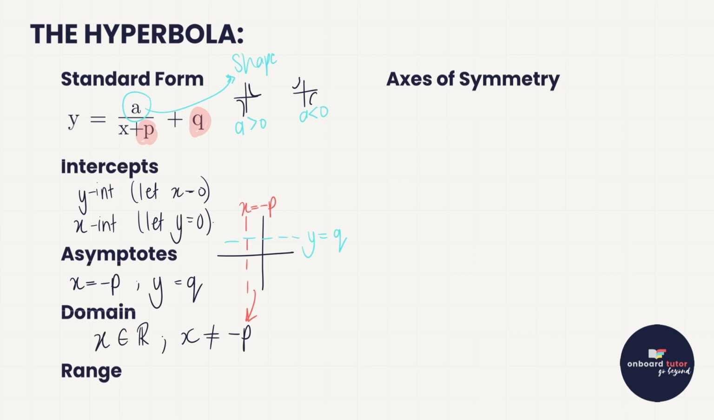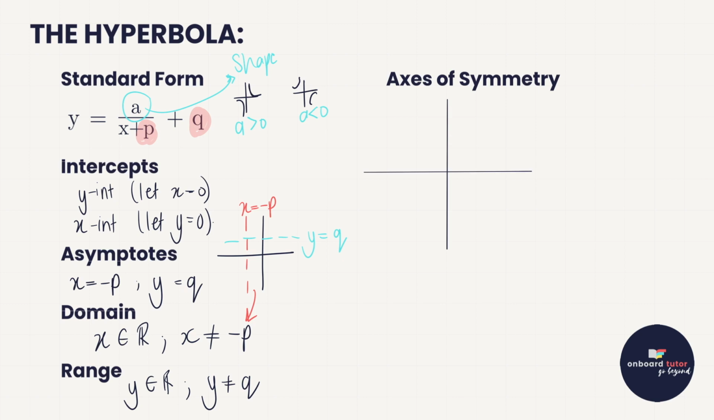And then the same is true for y. So y can be drawn anywhere here, anywhere there, but it's never allowed to cross or equal that q value. So we can say y is an element of the real numbers, but y is never allowed to equal whatever that asymptote value is. Now let's consider the axes of symmetry.